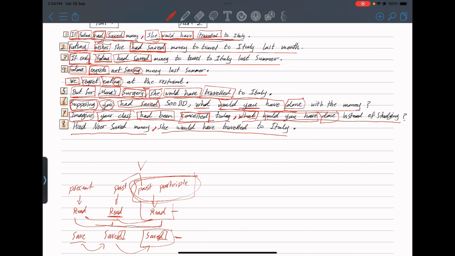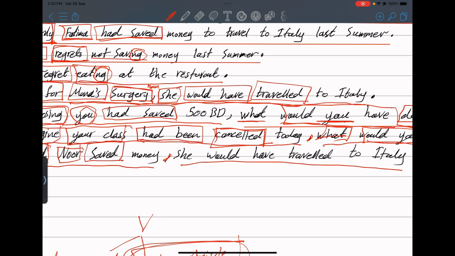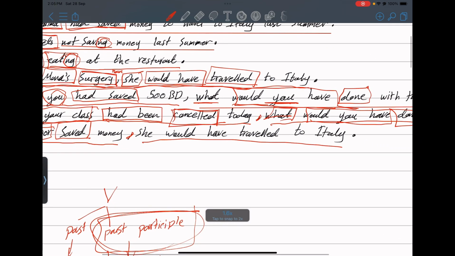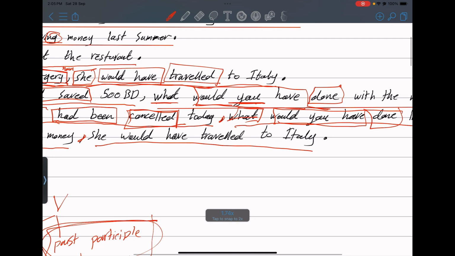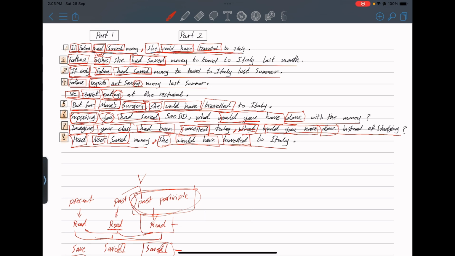So you have had, main thing. It's like, if Noor saved money. Here Noor, you have the subject, and you have saved, past participle. Then you have subject, would have, the main thing, traveled, past participle. So these are the 8 important things you have to know, all of them.